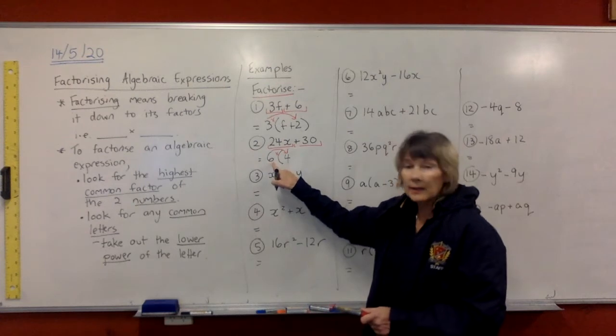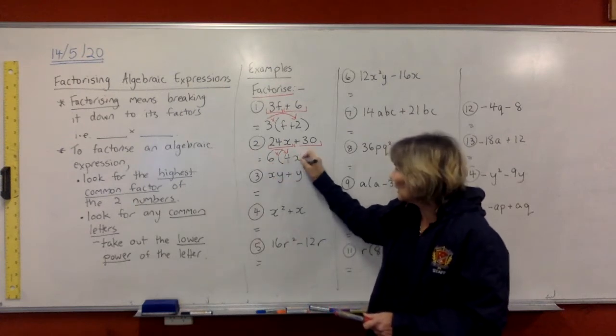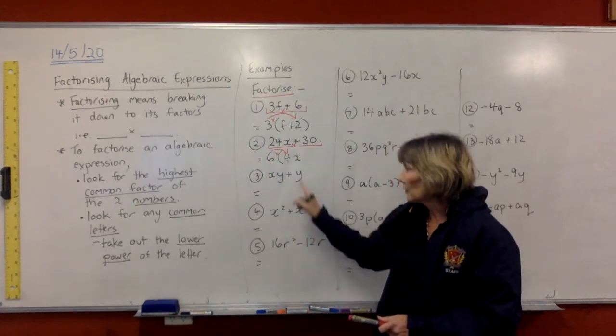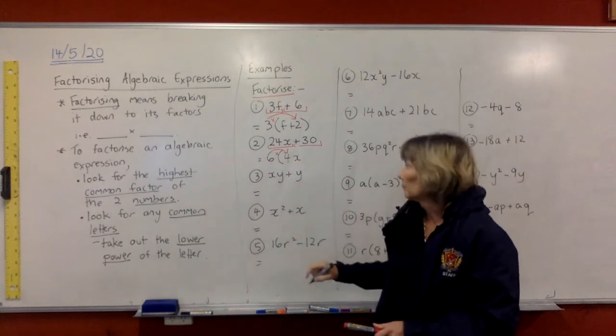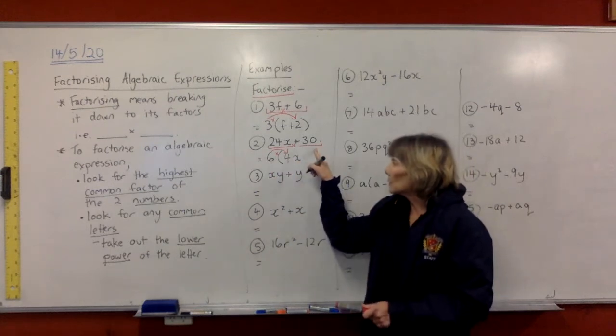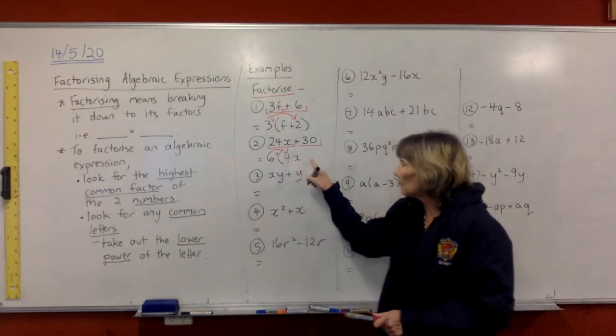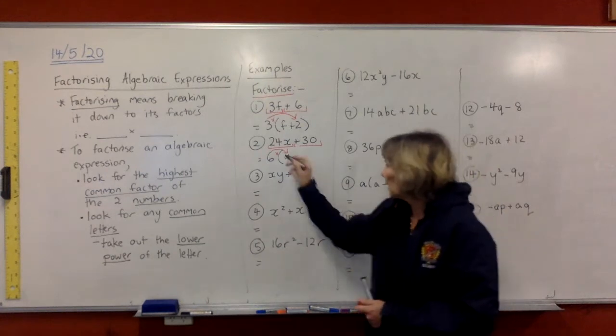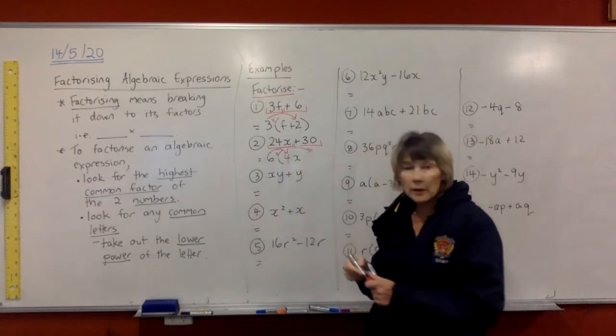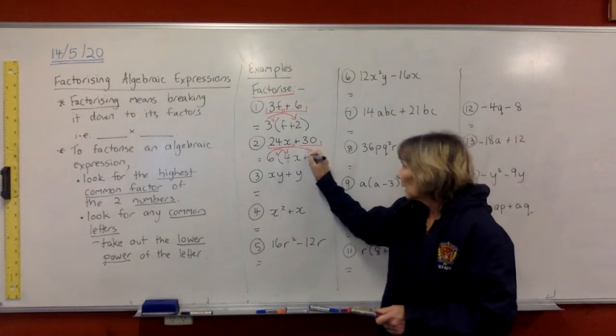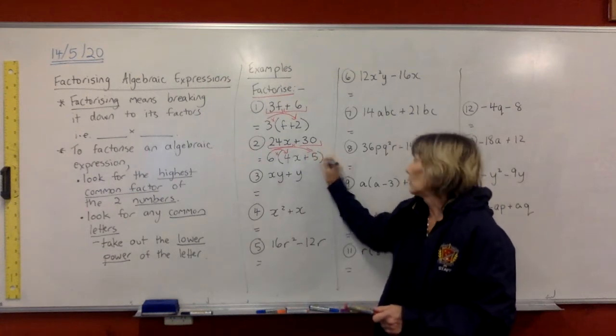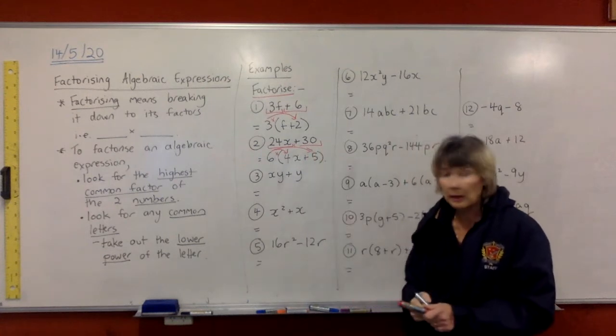And because we don't take that x out, it still has to be written in here. So if it's not outside, it's inside. Alright, so with the plus 30, it's 6 times something gives you plus 30. Well, the sign would have to be the plus, and 6 times 5 would give you 30. And then close off your bracket.